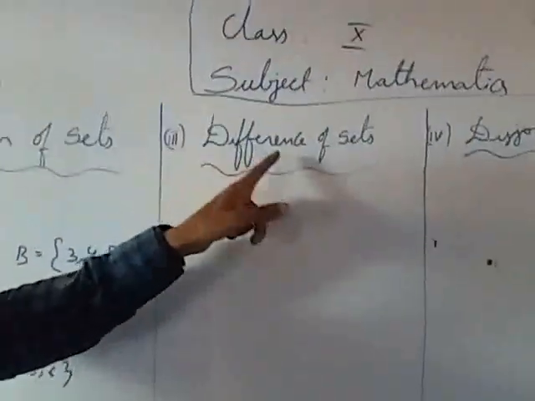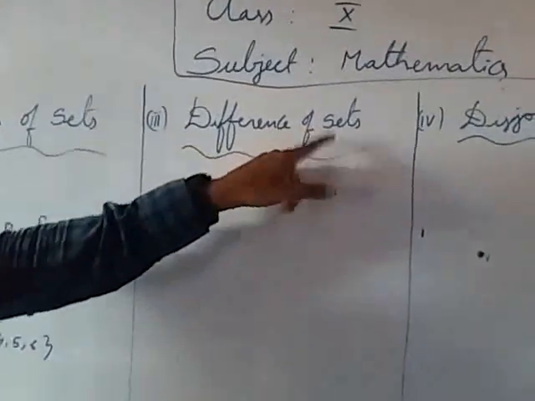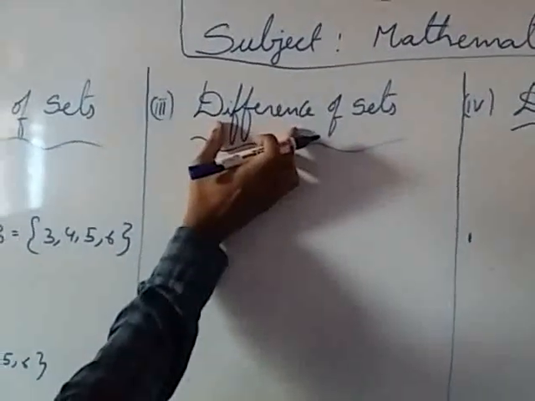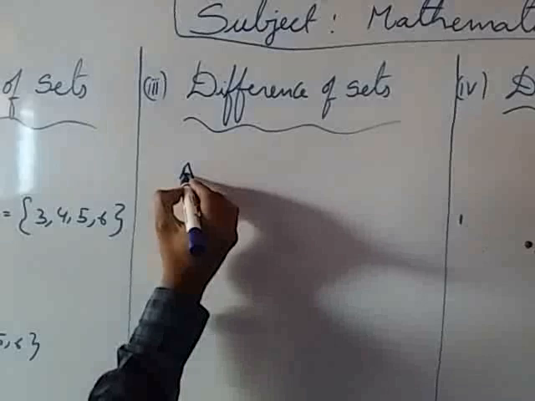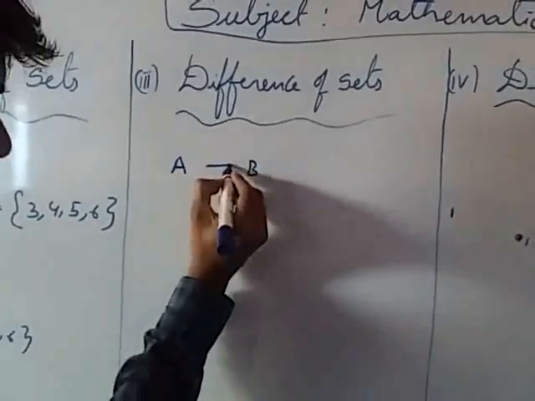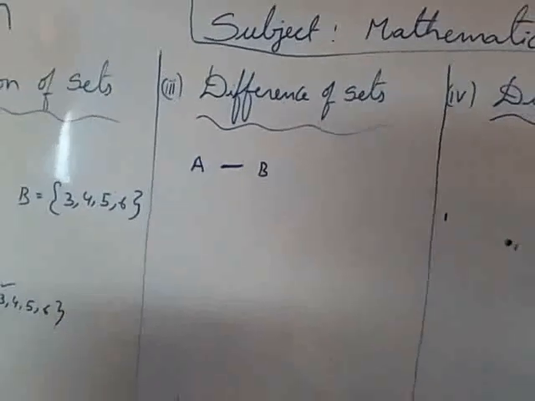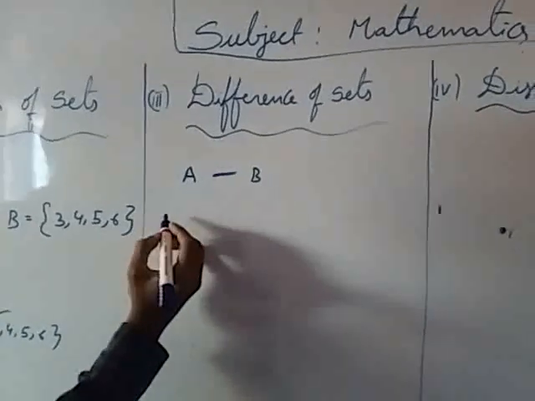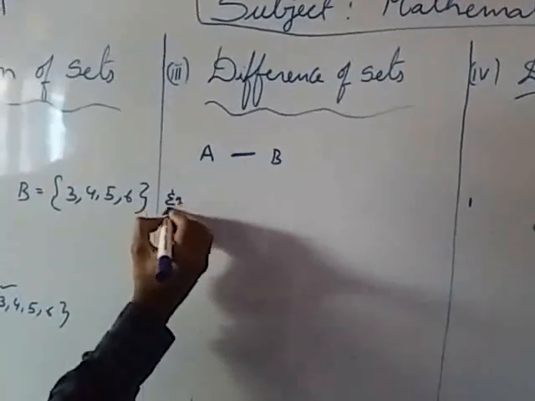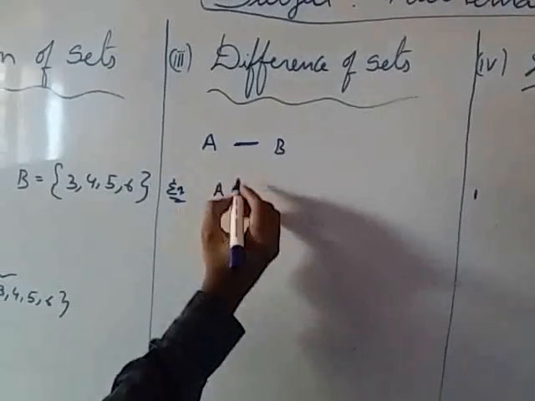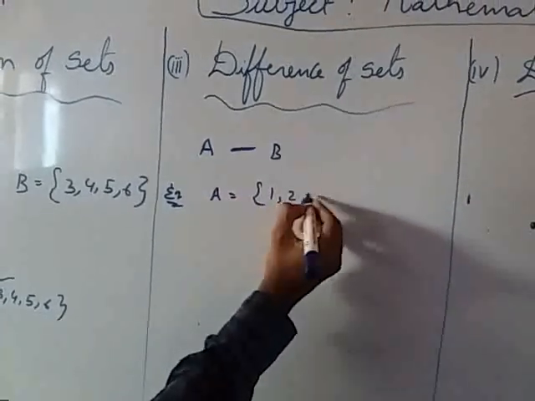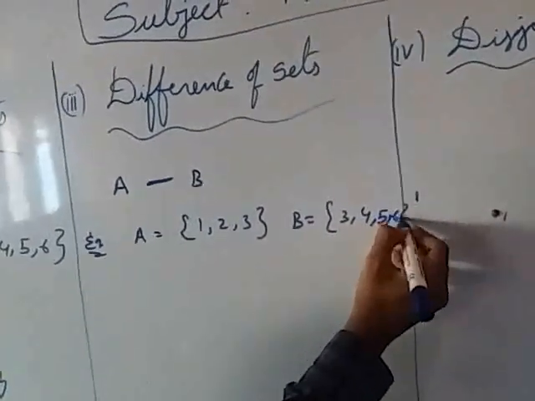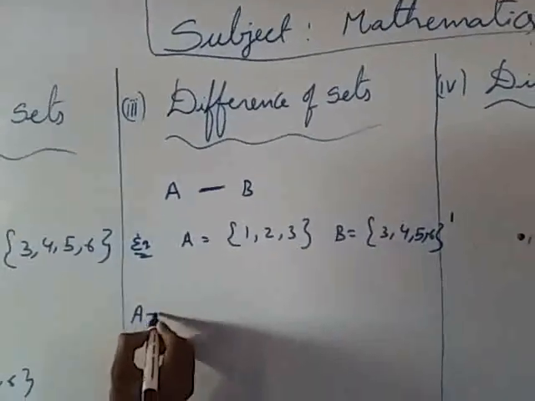Next, coming to the third part, difference of sets. Difference of sets uses the difference symbol. We already know that difference means subtraction, so we use the minus symbol. It is read as A minus B. For example, consider two sets: A equals 1, 2, 3 and B equals 3, 4, 5, 6. So what is A minus B?